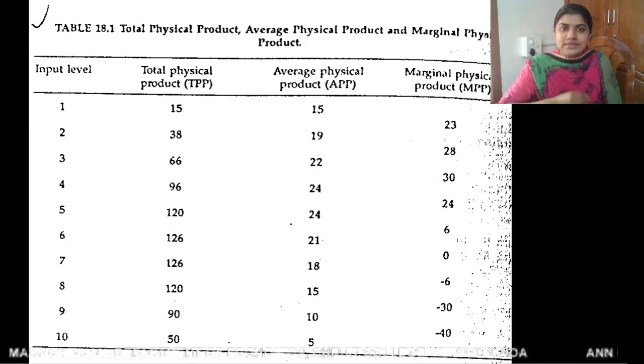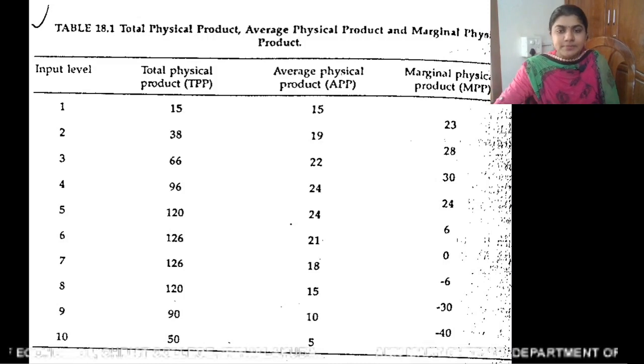And when 8 variable inputs are used, TPP declines to 120. When the 9th unit is used, it again declines to 90. And if 10 inputs are used, TPP declines to 50. So this is about TPP.